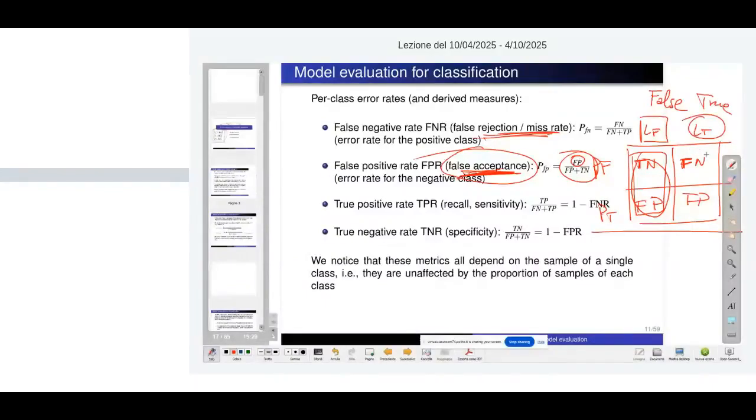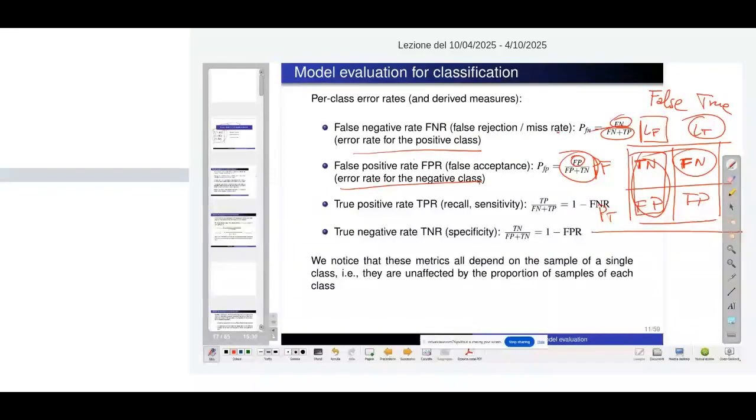For the true class, we can compute the number of errors, false negatives, divided by the samples of the true class. This is called false negative rate. And again, in biometrics, it's called false rejection or miss rate. False rejection because, again, you put your finger on your phone and the phone doesn't unlock because it doesn't recognize your finger. So it rejects you even though it should not have. Apart from this, that are just different ways of naming it, these are essentially an error rate for the positive class and for the negative class.